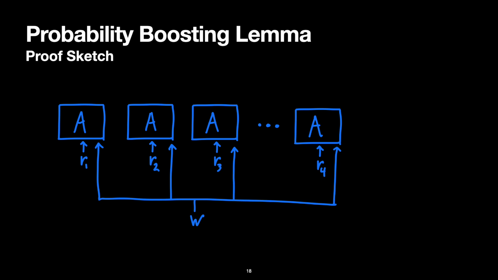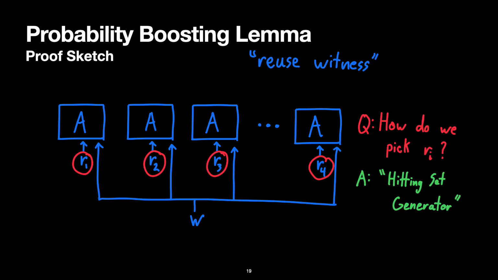So what we're going to do is we're going to run a bunch of copies of A simultaneously, use the same witness bit for all of them, and that's actually pretty important. We can't use a new witness for each run because we'll completely run out of our witness budget. But we'll run them all simultaneously, and we'll cleverly pick the random coins that we're feeding into each copy of A. We'll do that with a hitting set generator.